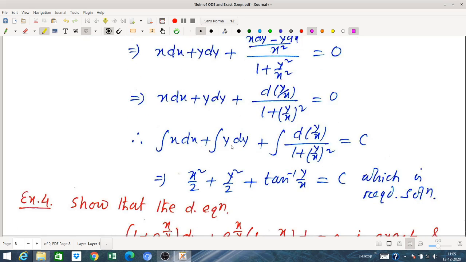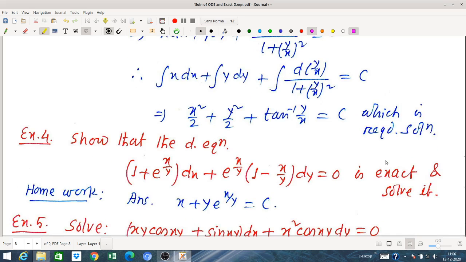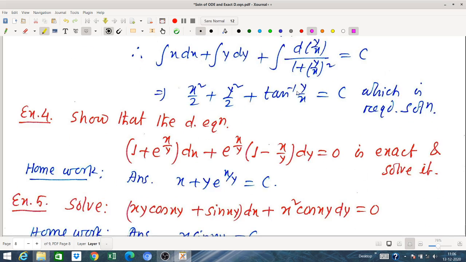So it is x square by 2, y square by 2, and tan inverse t, all of you know, but here t is y by x. So directly we have written this is the answer, which is the general solution, the required solution by inspection. Done. The other way you can do.